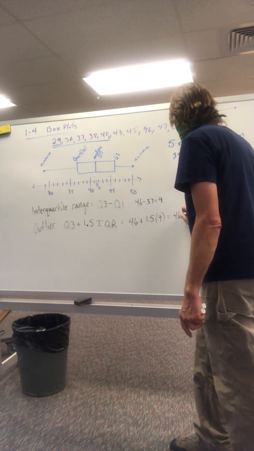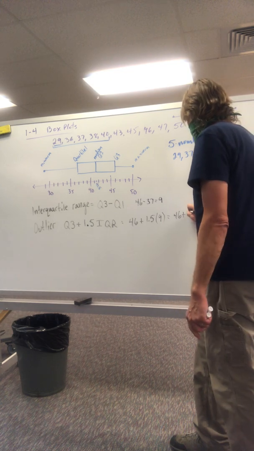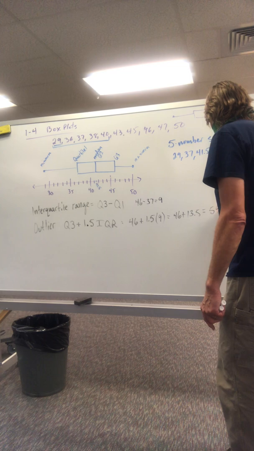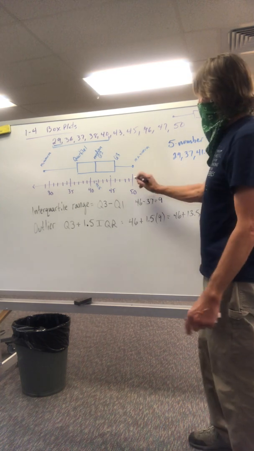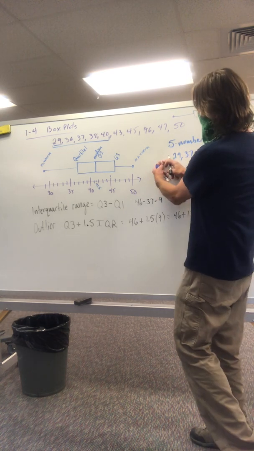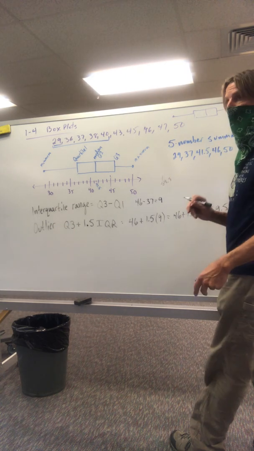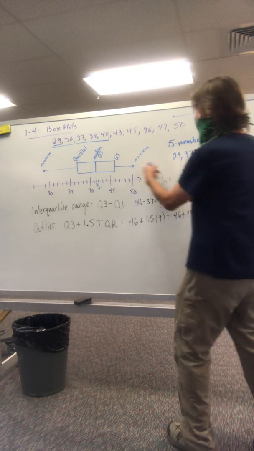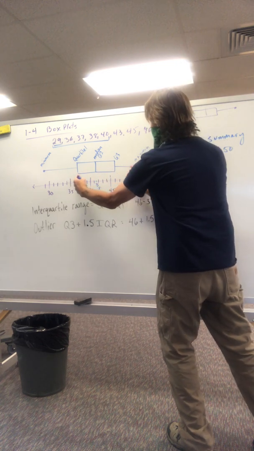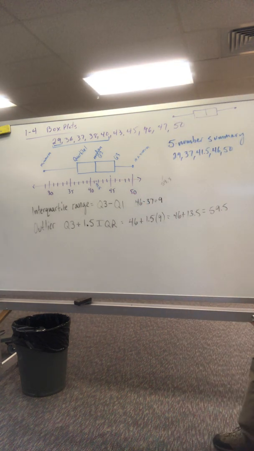So 1.5 times 9 is 13.5. So that'd be 59.5. What we do is we look out here and we find 59.5, and we look up and we say, are there any data points anywhere from here beyond? And they aren't. So all the data stays within this 1.5 of the box's spread. So we're okay.